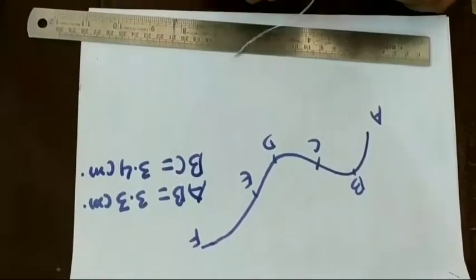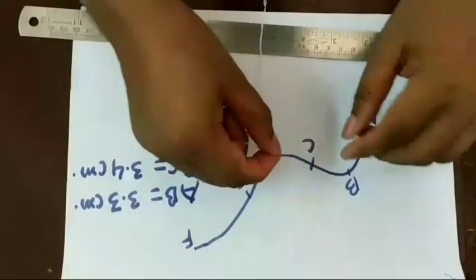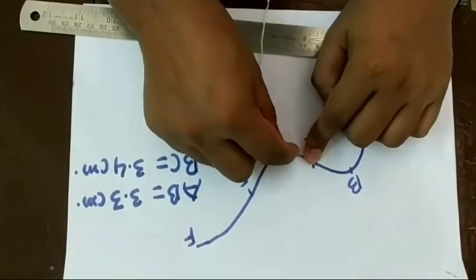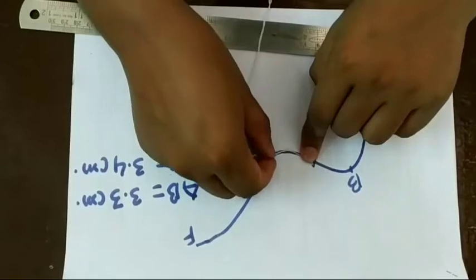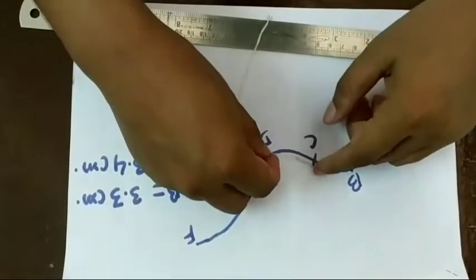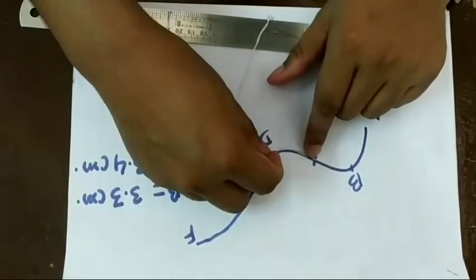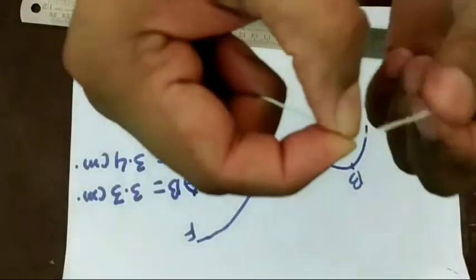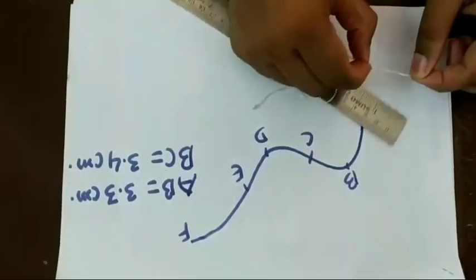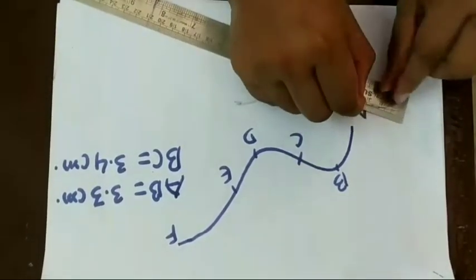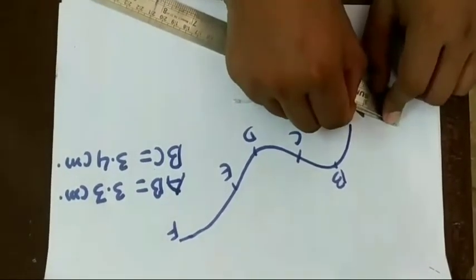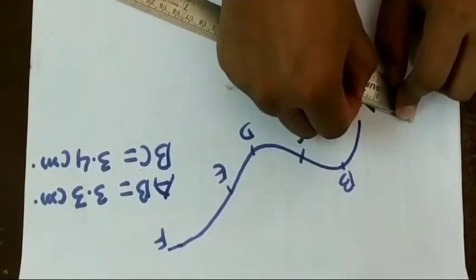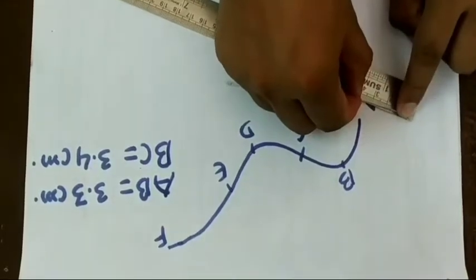Now you will find the length of CD with the help of thread. Put the first end of the thread on the line of CD. CD is the curved line, so you will put the thread in a curve. And this is the length of the CD, okay. Now try to find the length of CD on the scale. Four centimeter, okay. The length of CD is 4 centimeter on the scale.